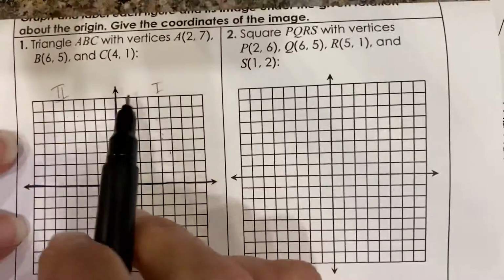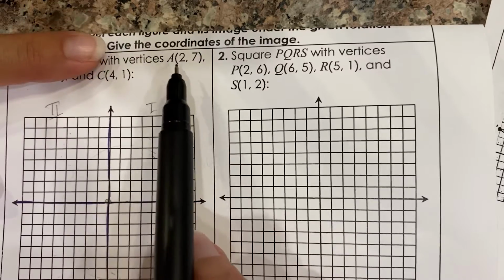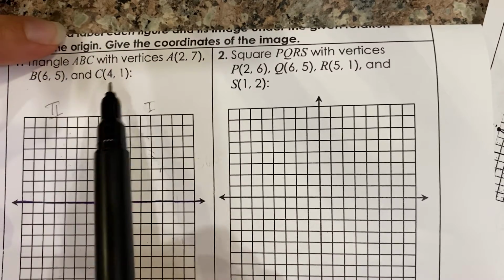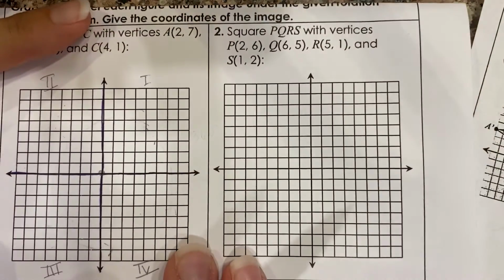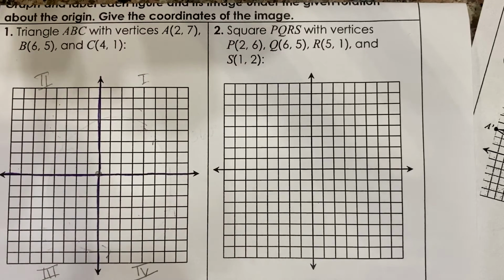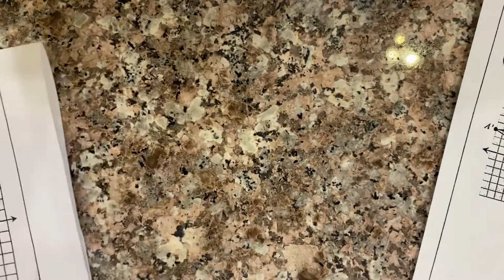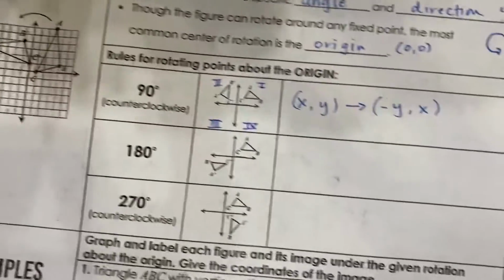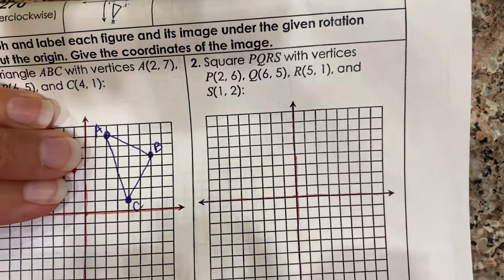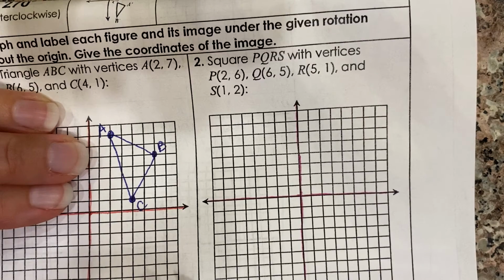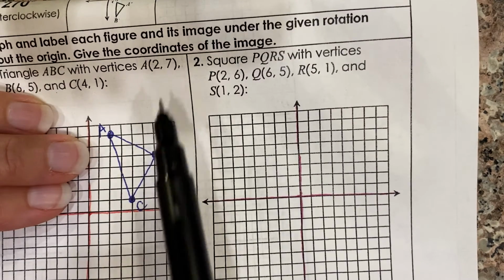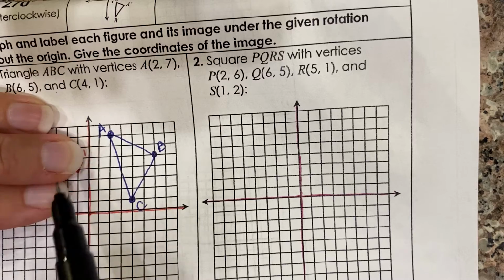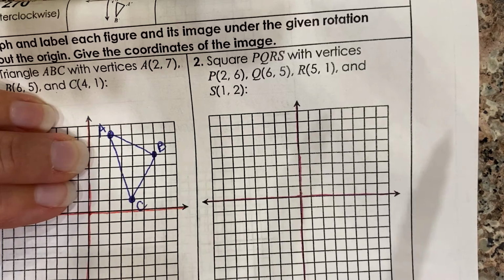So we have triangle ABC with vertices 2, 7, 6, 5, and 4, 1. So I want you to go ahead and pause the video and draw that triangle on your paper. All right, so I have already done that on my paper, if you paused it and did it real quickly. Okay, so this is what your triangle should look like. Now a rotation, we're going to move 90 degrees, so we're going to wind up in quadrant 2.